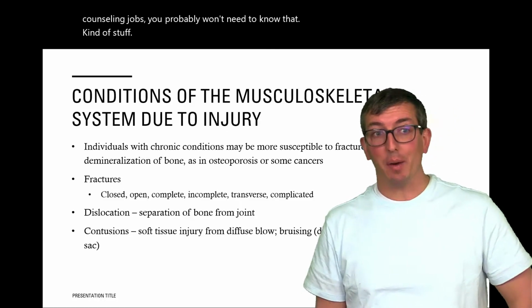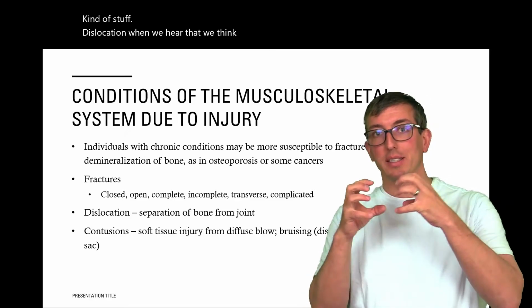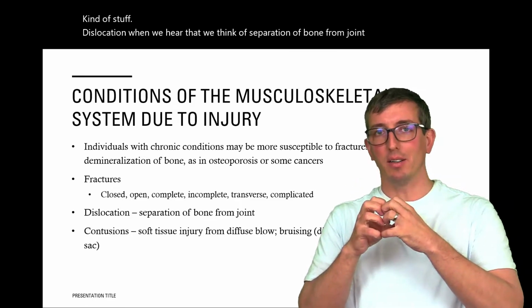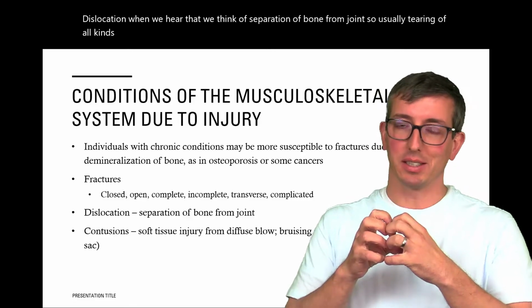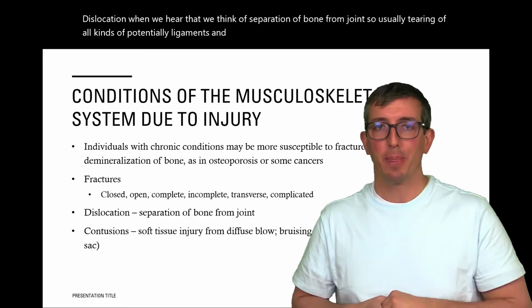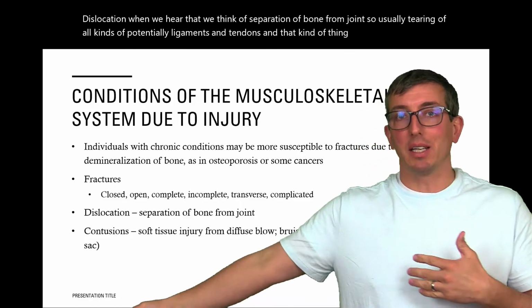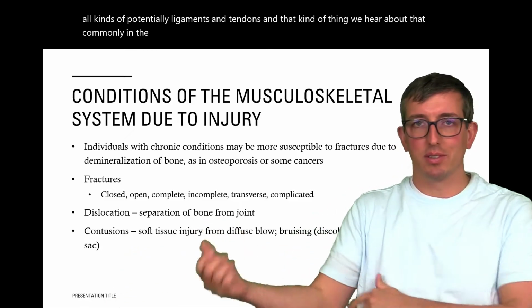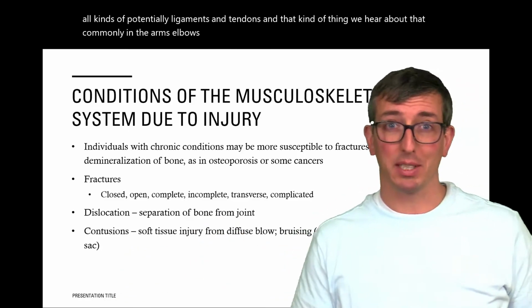Dislocation, when we hear that, we think of separation of bone from joint. So usually tearing of all kinds of potentially ligaments and tendons and that kind of thing. We hear about that commonly in the arms, elbows, knees, those kinds of joints, hips sometimes.